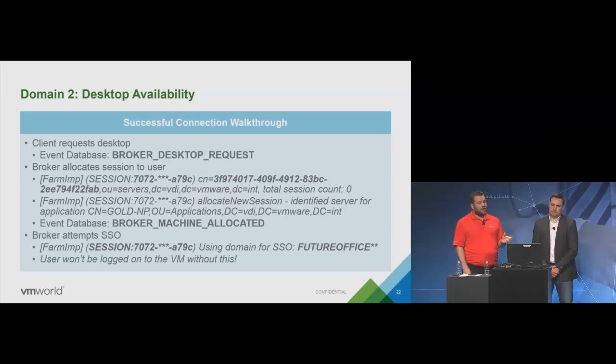Go look in there. Some of the things that happen: we have an allocation to user from the pool, and you can see this entry here. You can see another broker machine allocated. So there's a request, there's an allocation. After it's allocated, you'll see the SSO attempt if you have that enabled, which 99% of you do. It'll try to pass those credentials and attempt to log in.